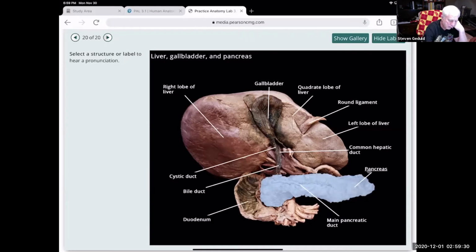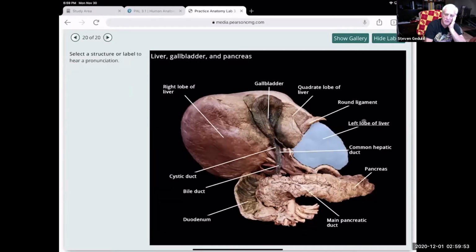And if there was an organ right here, what would it be? Where my dot is, what would that organ be? Spleen. The spleen. Spleen sits right at the foot of the pancreas. That's your spleen. Your common hepatic duct, okay, where the liver feeds into the bile duct.